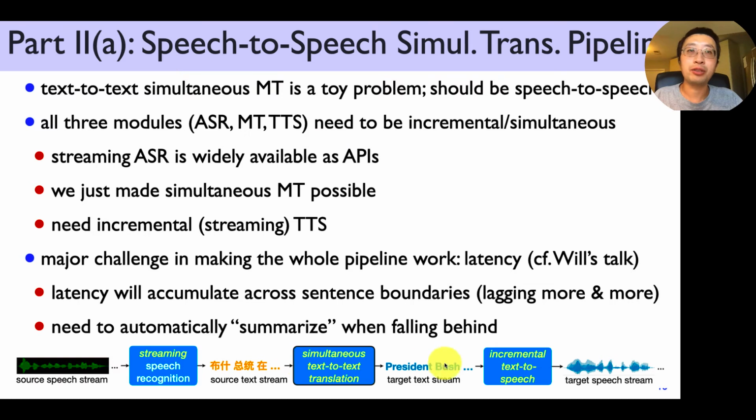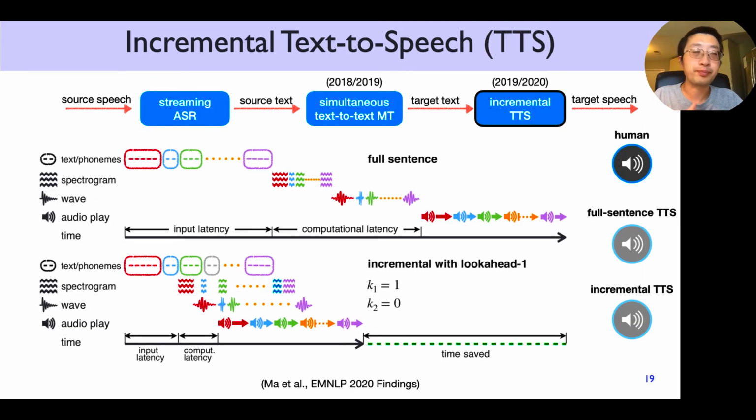And all these three modules need to be incremental, but this module, streaming ASR, is already widely known to be easily incremental. So a lot of services on your phones, like Siri or iPhone dictation mode, have this streaming ASR built in. So we will only need to focus on the incremental TTS module, right? This is also something new that we need to incrementalize. I will not talk about any technical details, just play you some clips of human speech, full sentence TTS, and incremental TTS.